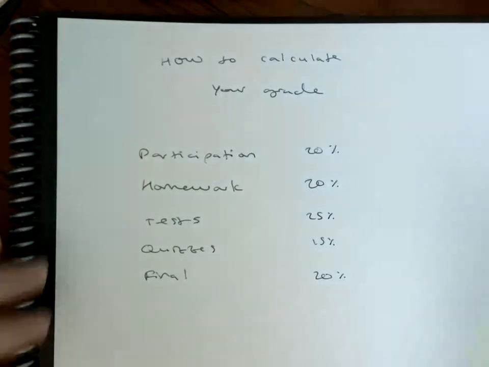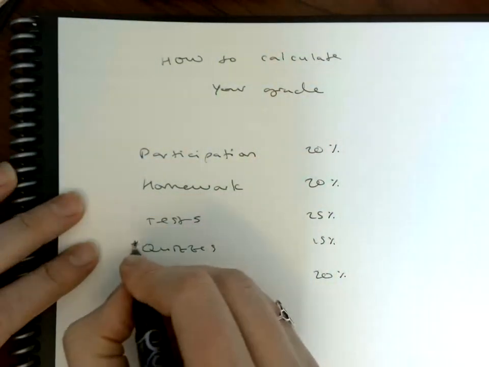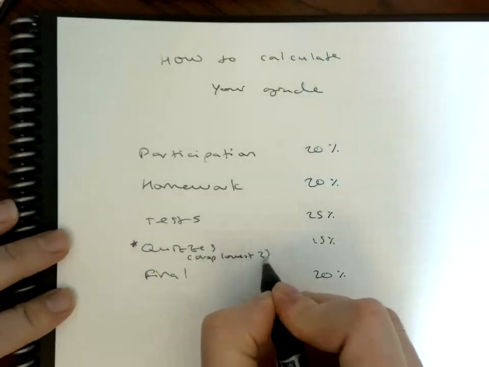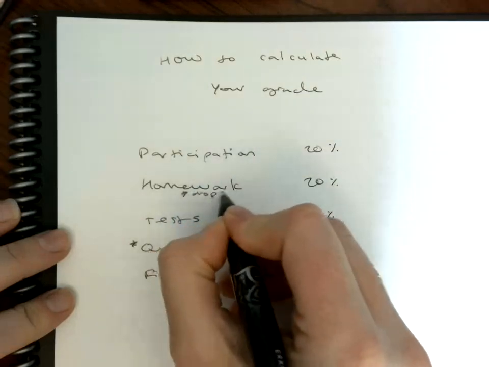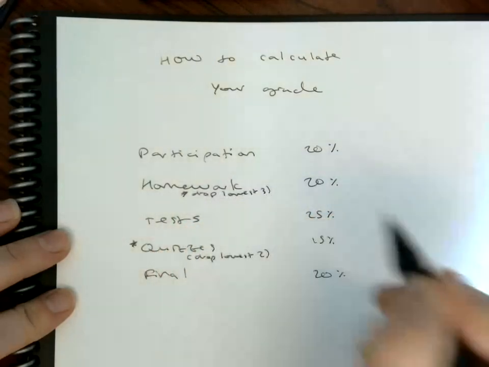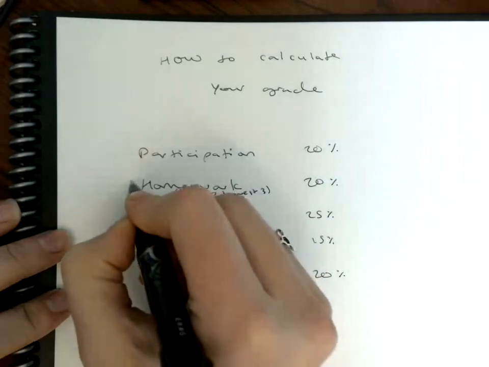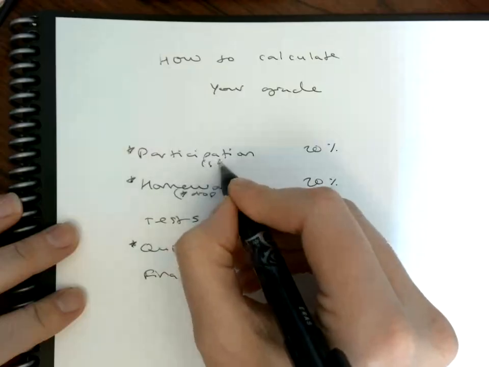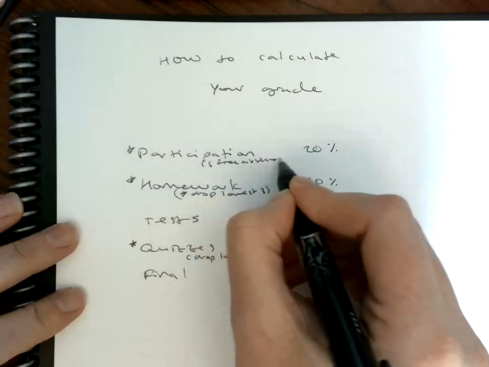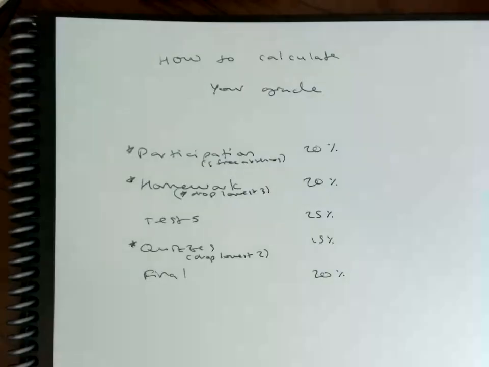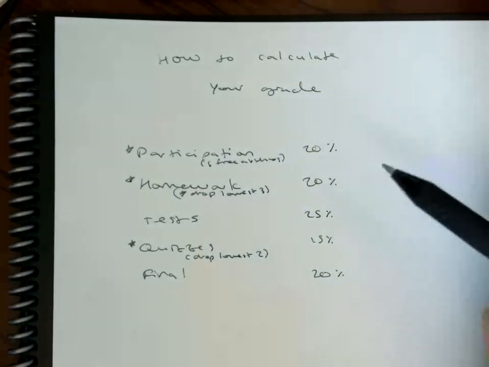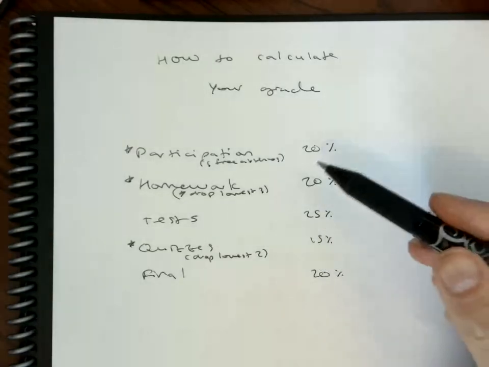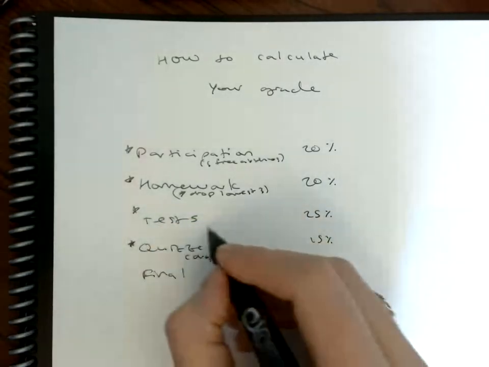So that's the breakdown. Now for quizzes, I drop the lowest 2. For homework, I drop the lowest 3. And for participation, I give 5 free absences, basically. It ends up being about 10% of a curve. So it might be 5 or 6, depending on how many I take. I'm not 100% sure. And then for the tests, I drop the lowest one.